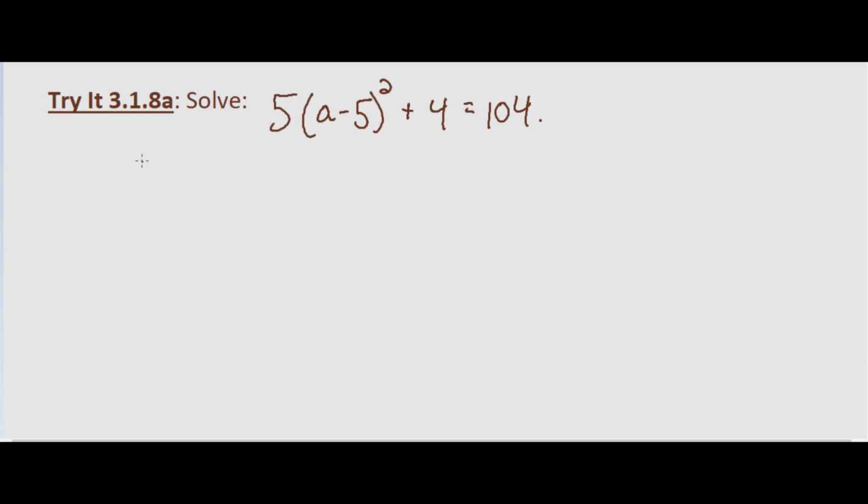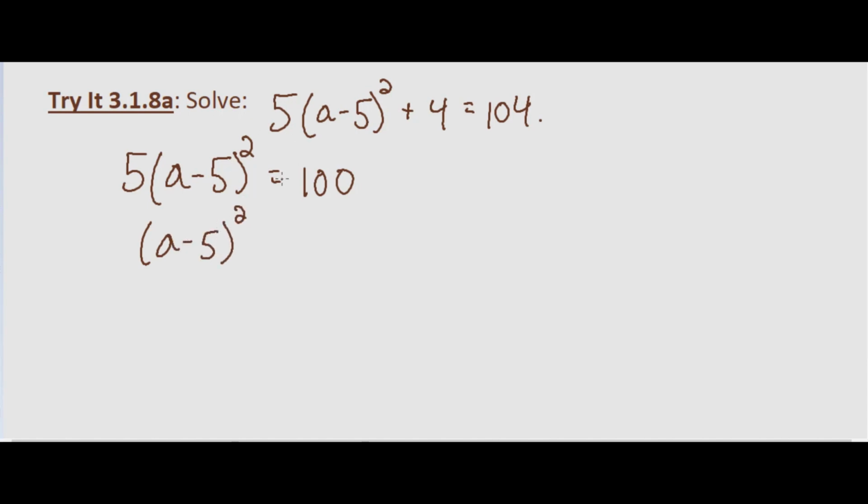That's going to give us 5 times a minus 5 squared, because plus 4 minus 4 is just going to be 0, and 104 minus 4 on the other side is going to be 100. So now we invoke the division property of equality. We need to divide both sides by 5. That's going to leave us with a minus 5 squared equals 100 divided by 5, which is 20.